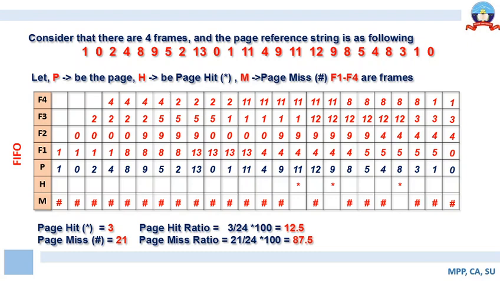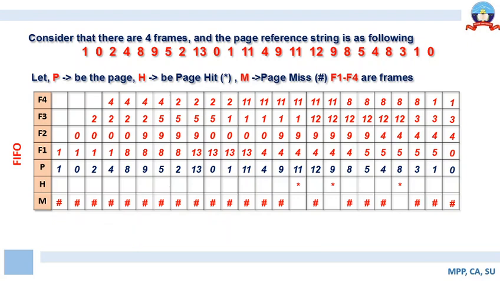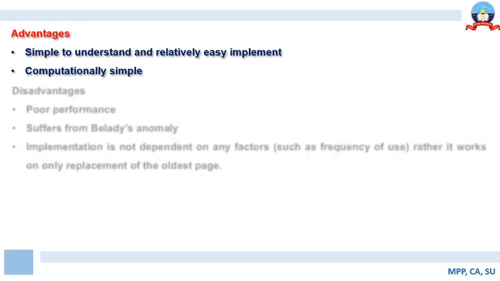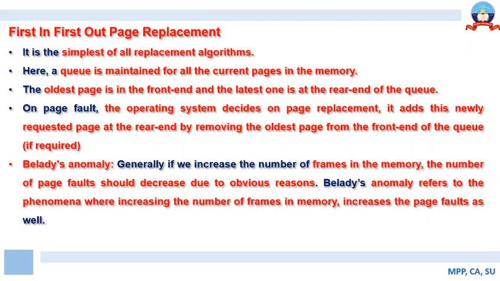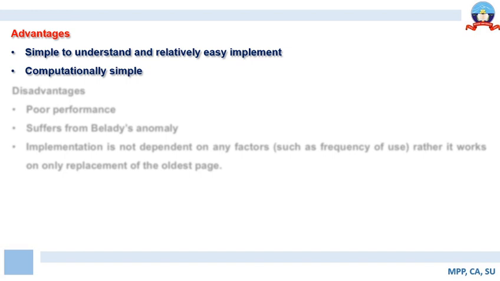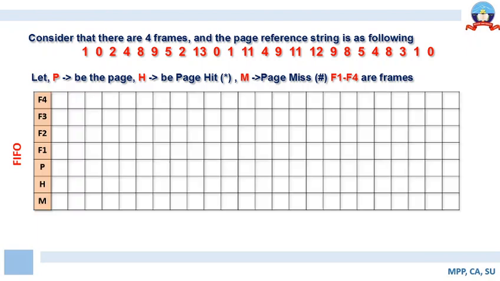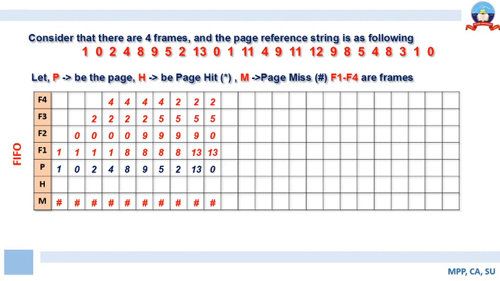So in today's class, we have learned the way the first in, first out replacement algorithm works. We have learned why the first in, first out page replacement algorithm exhibits very poor performance. We have learned what Belady's anomaly is. We have learned about some of the notable advantages and disadvantages of the first in, first out page replacement algorithm, and then we discussed it with the help of a very simple example.